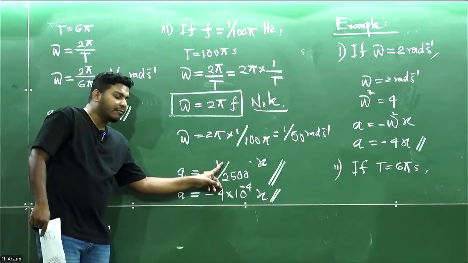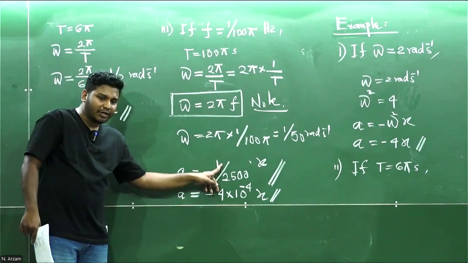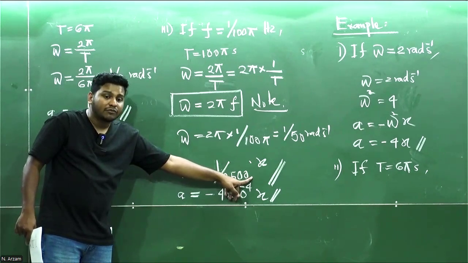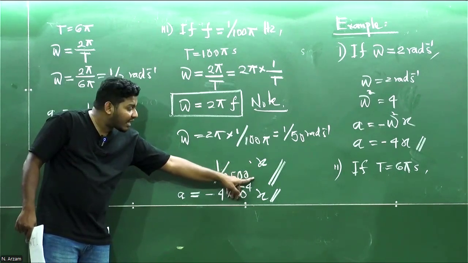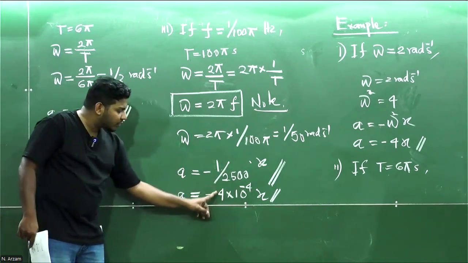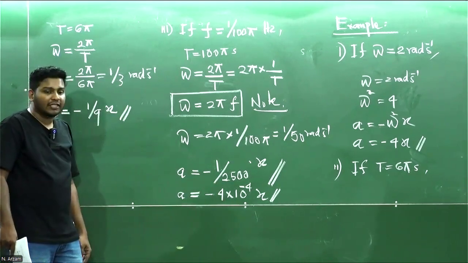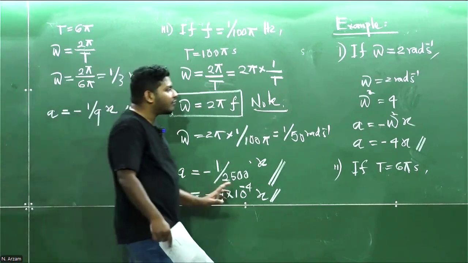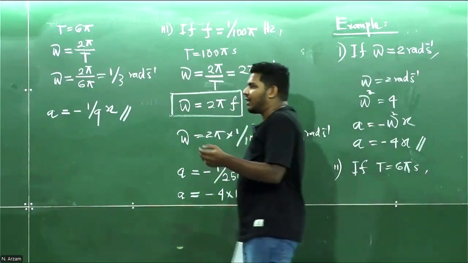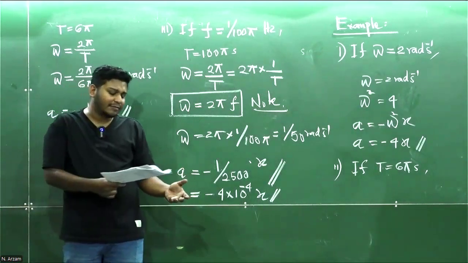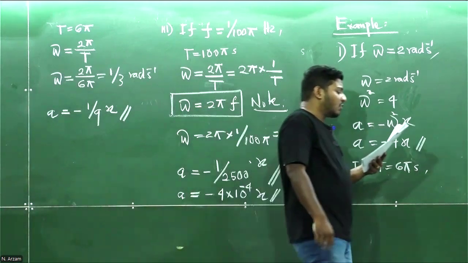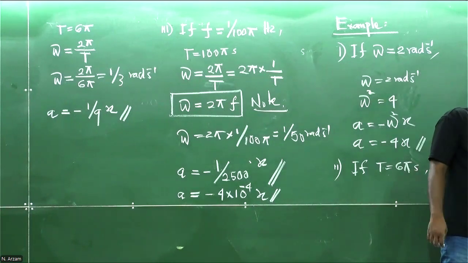So you can multiply 1 by 4, 1 into 4 is 4, 2500 into 4, what's the value? It's 10,000. 10,000 means 1 into 10 to the power 4. When it's coming up, it's 10 to the power minus 4. So minus 4 times 10 to the power minus 4 into x. Okay, right. This is also fine. You can use decimals as well. That depends on the question. Sometimes they will give the answer options, so in the MCQs you can find out the answer. No worries. For the graph question, we'll go for that later.